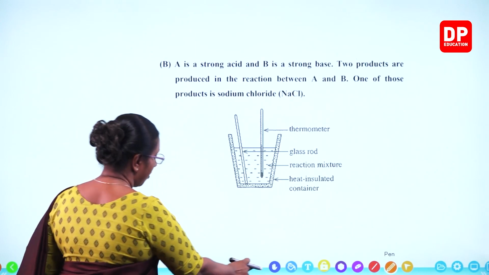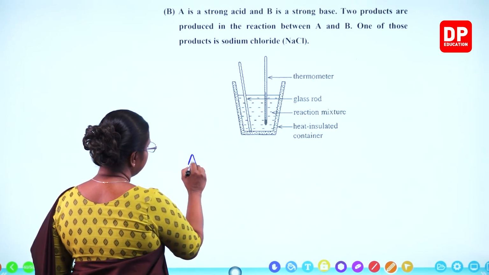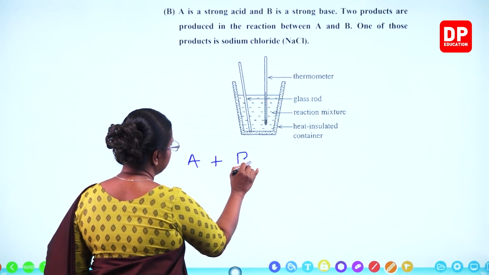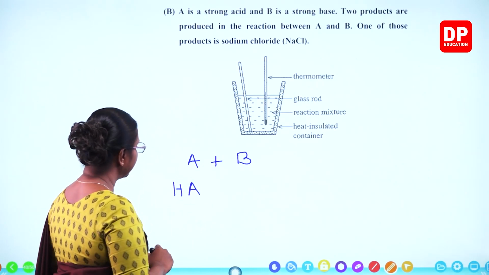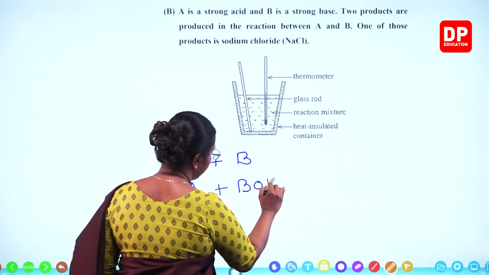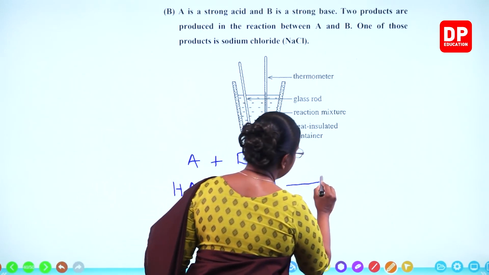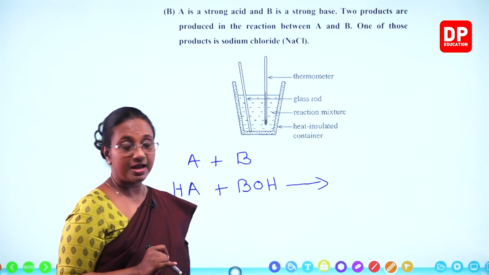So, here if you are to identify them, now you can see there is A and B. A, they have said, is an acid. So, normally for acid we can write it as HA, and base we can write it as BOH. And from here, this is not the correct chemical equation. Just to get the information I am writing this.